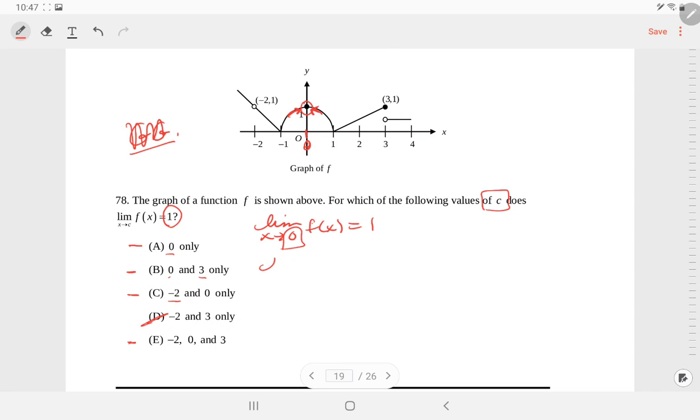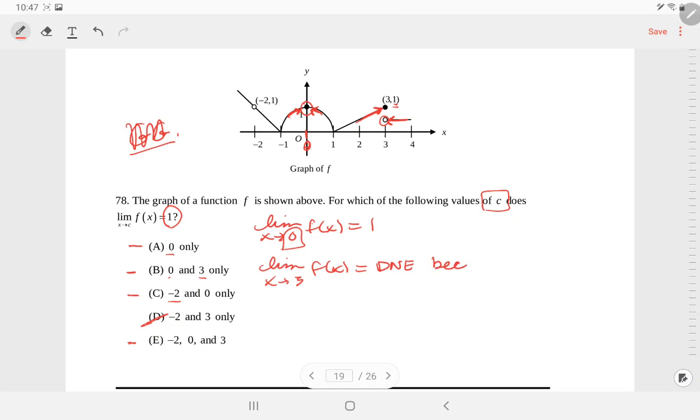Okay, let's try 3. So limit as x approaches 3 of f of x. Let's look at the picture. So 3, the limit from the right looks like it's about a half. And the limit from the left looks like it is 1. Okay, so I would say that's a does not exist. Okay, because the right and the left-hand limits have to be the same.